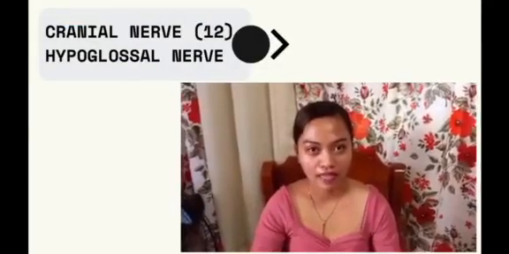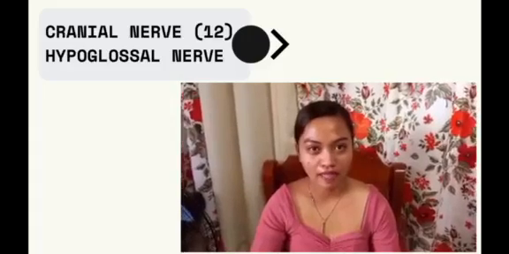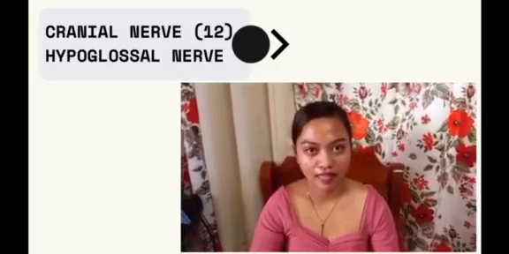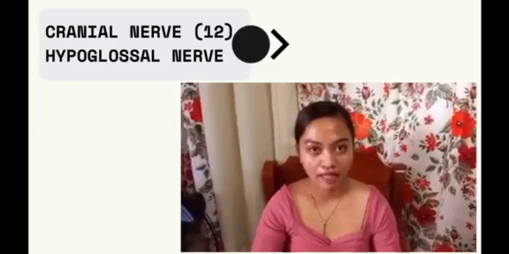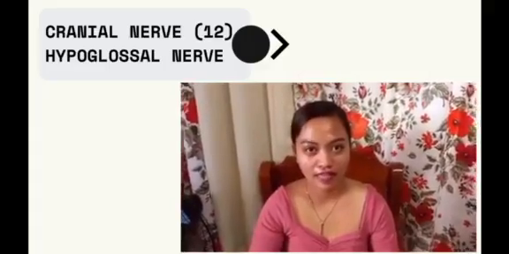Cranial nerve 12, which is the hypoglossal nerve. I let the patient bring out her tongue and move it from side to side. She did it and the cranial nerve is intact.